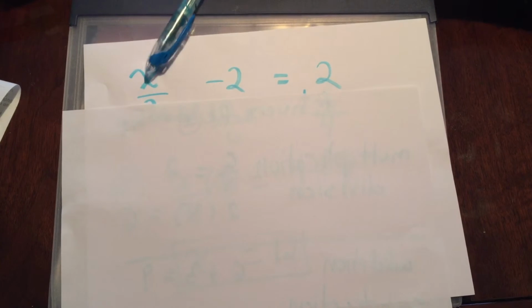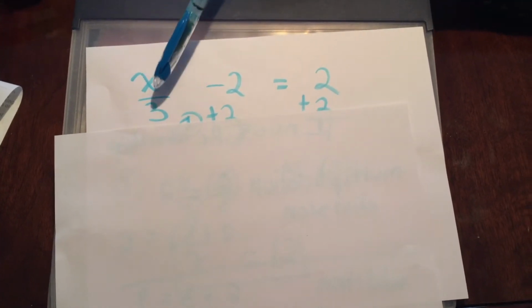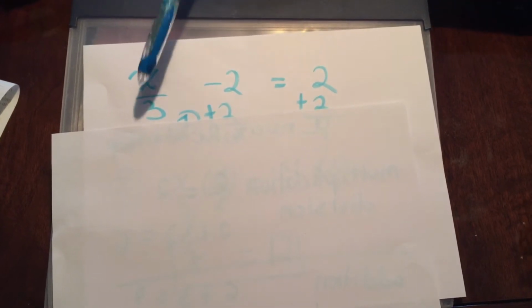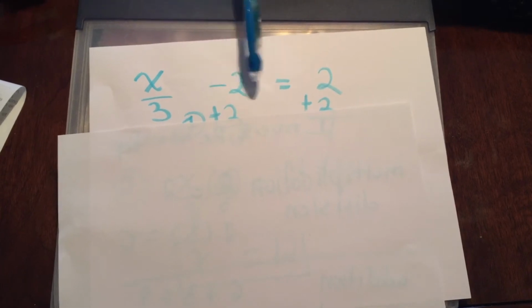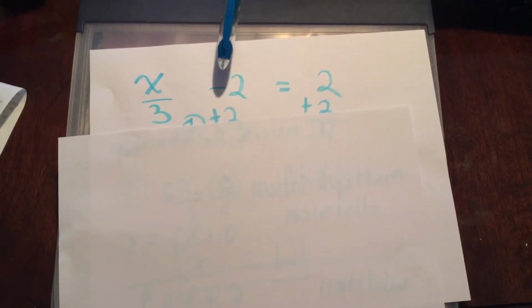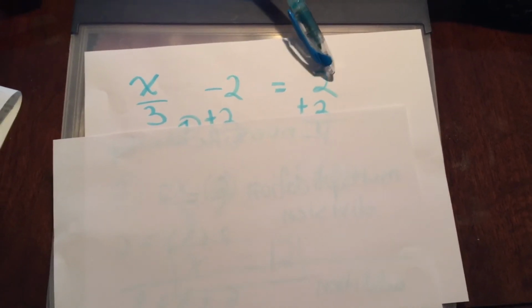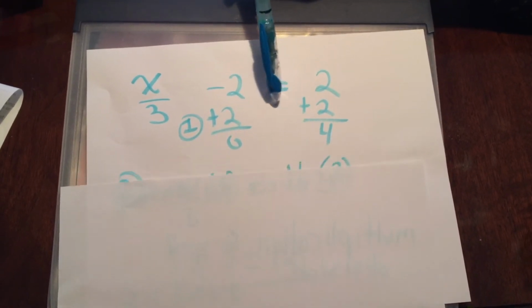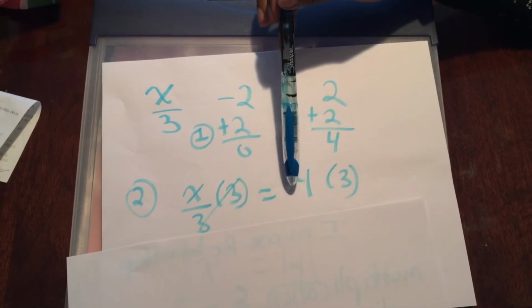But, Miss Brenda, I have a question. What if there's a fraction attached to the x? Here we have x divided by 3 minus 2 equals 2. The first step, we'll add 2. Look at that as a negative 2, and negative 2 plus 2 gives us 0 on this side. We add 2 to the other side, and we're left with a 4. Now we have x divided by 3 equals 4.